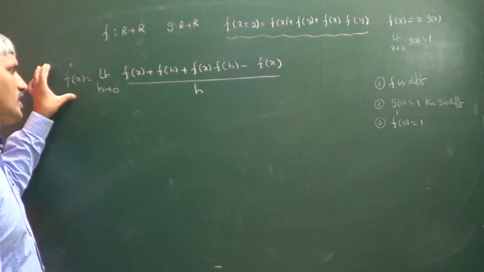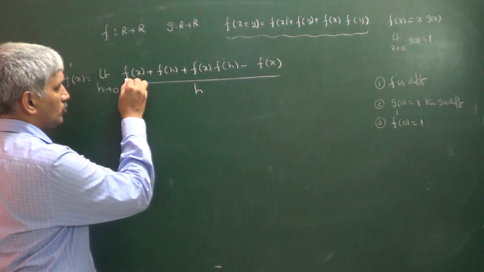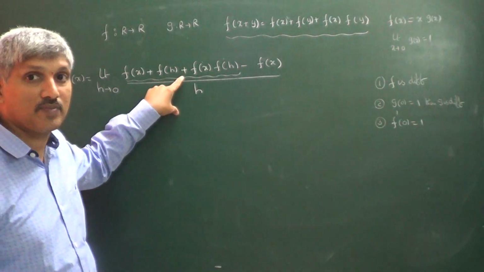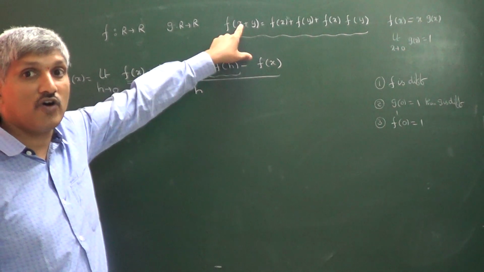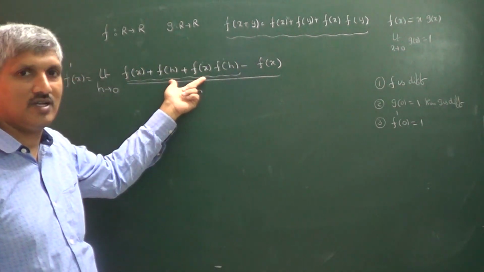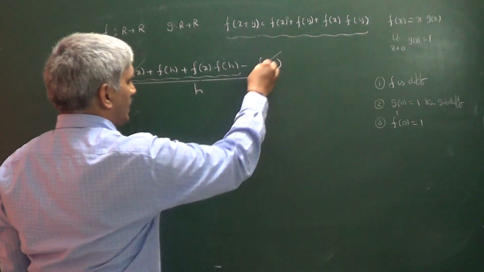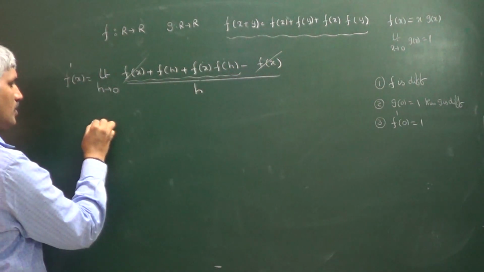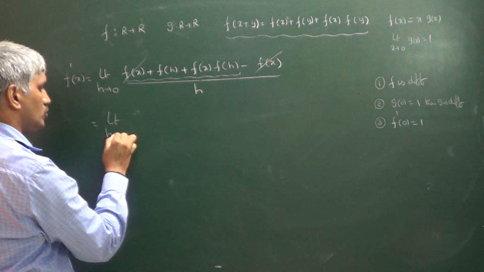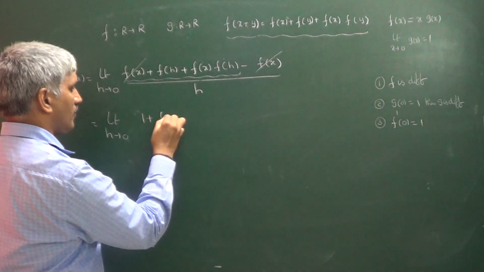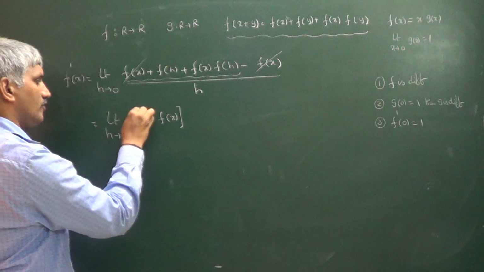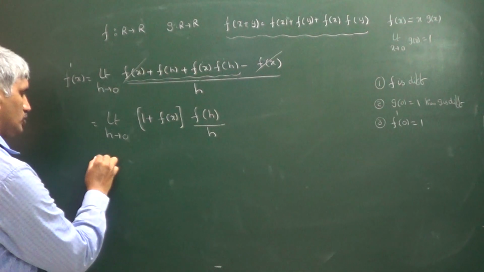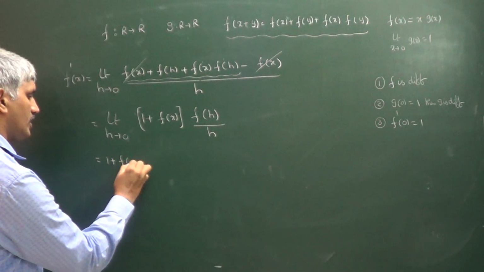What I did: f dash of x is equal to limit h tends to 0, f of (x plus h). According to the definition, f of (x plus h) can be written as this one. Now f of x and f of x cancel. You can observe here, we can take f of h common. If you take f of h common, we will get limit h tends to 0, (1 plus f of x) into f of h, divided by h.